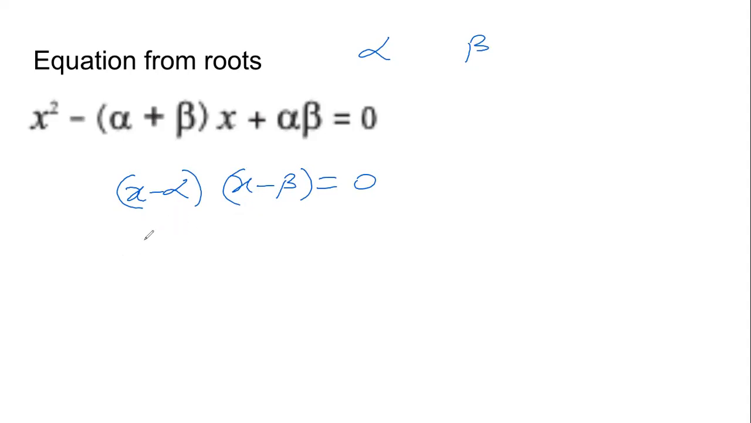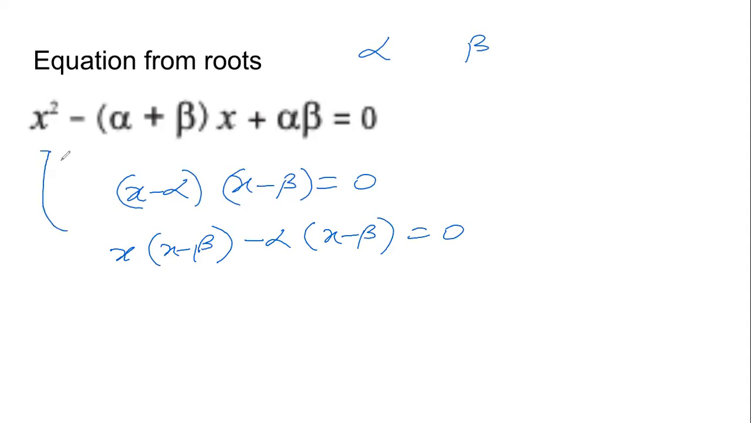Now when we multiply the two factors of the LHS, x minus alpha into x minus beta, we get x into x minus beta minus alpha into x minus beta equals to 0. And when you simplify this, we get this: x square minus of alpha plus beta into x plus alpha into beta equals to 0. And this working is given on page number 48, top of the page.